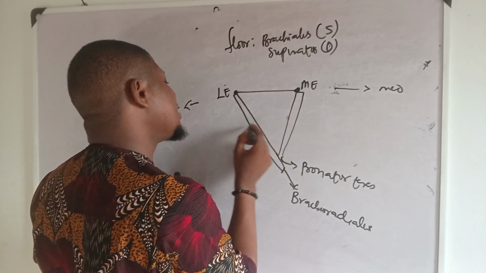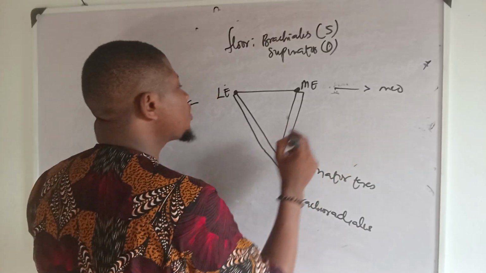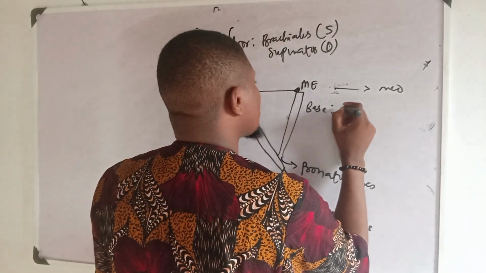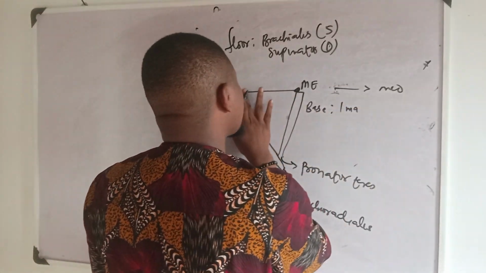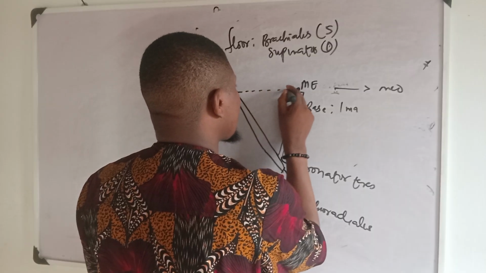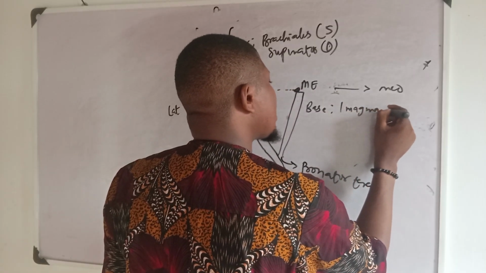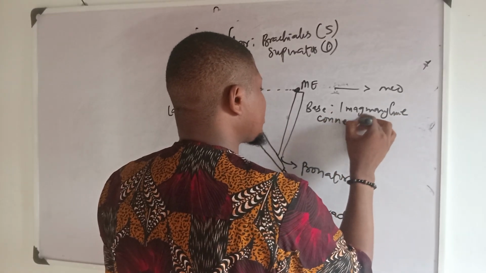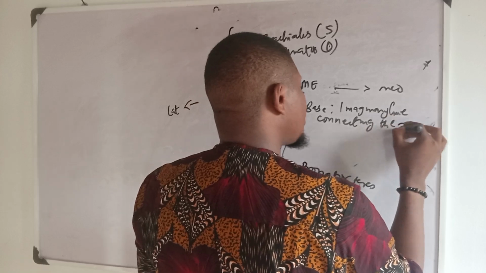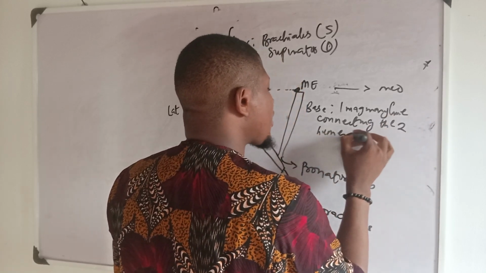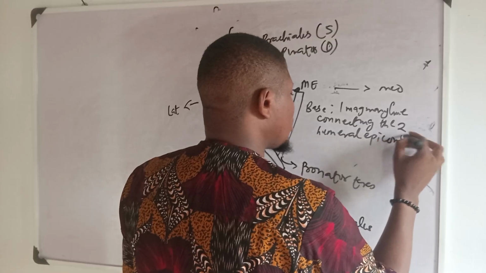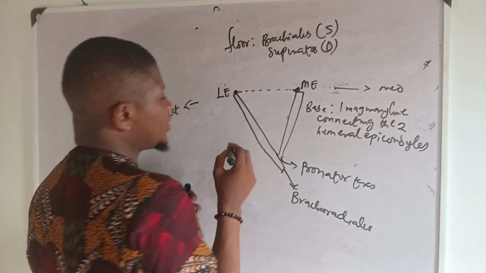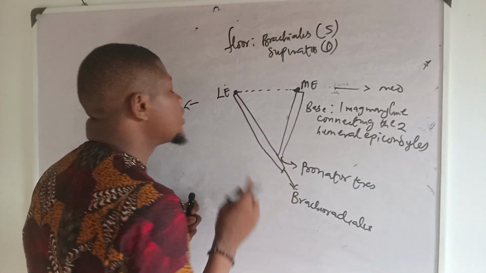Are you seeing this is the base of the triangle? This is the apex. This is the lateral wall and this is the medial wall. So let's start with the base. What forms the base? The base is formed by an imaginary line connecting the two humeral epicondyles. Then let's talk about the medial one. I want to do the apex last.